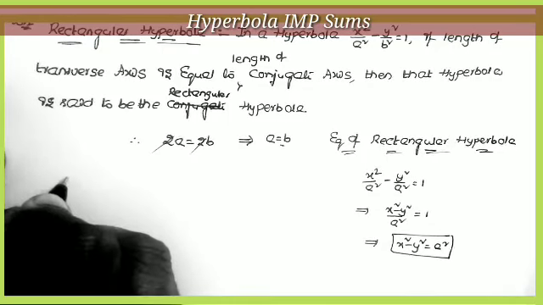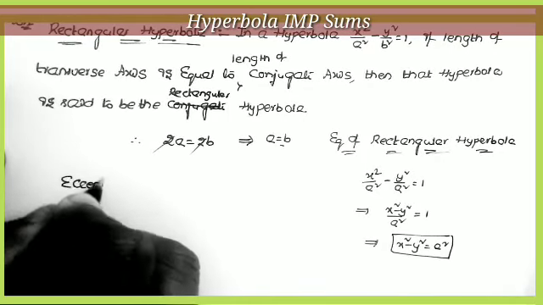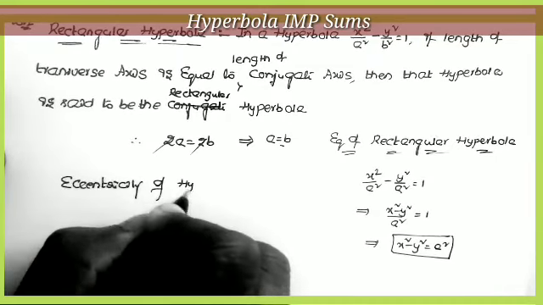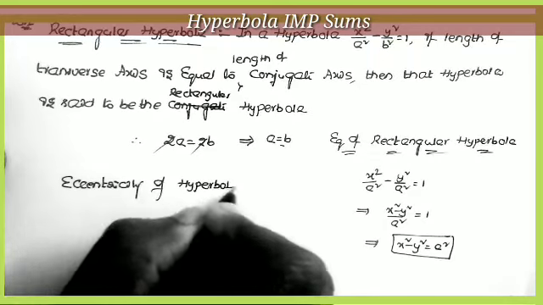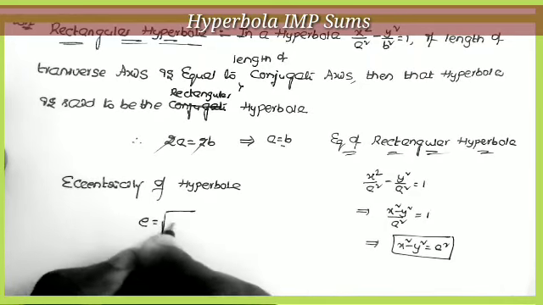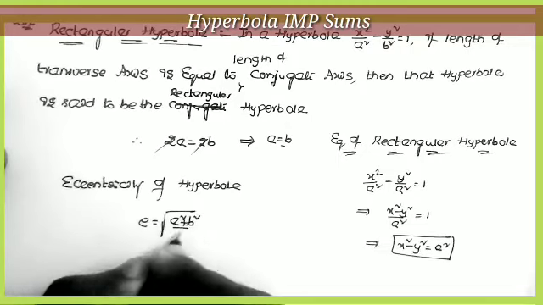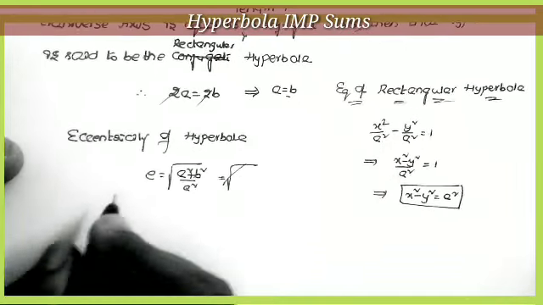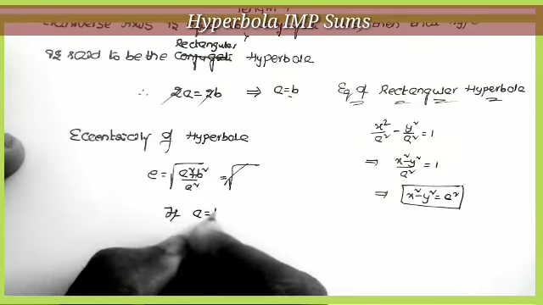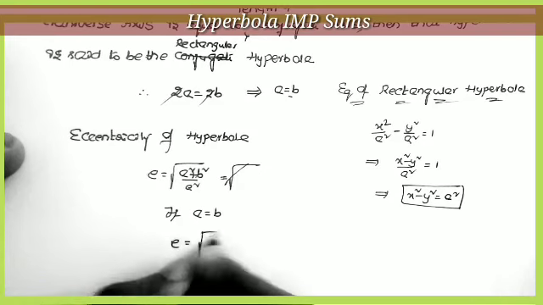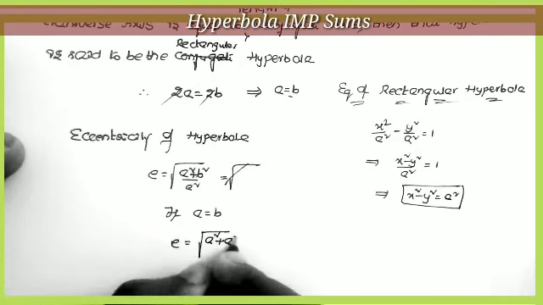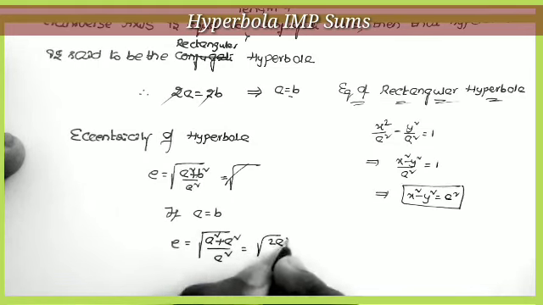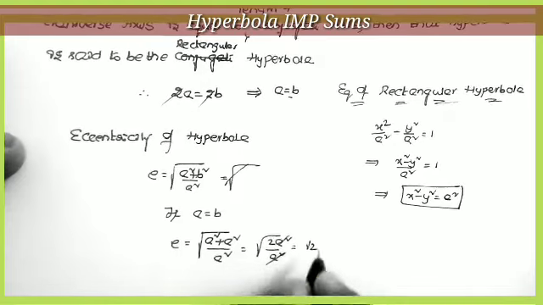Now what is the eccentricity? First I am taking the eccentricity of the hyperbola in the standard form. What is the formula? e is equal to square root of (a square plus b square) by a square. But in the rectangular hyperbola, a is equal to b. So I am replacing b with a in this eccentricity. This becomes 2a square by a square, that is equal to root 2.